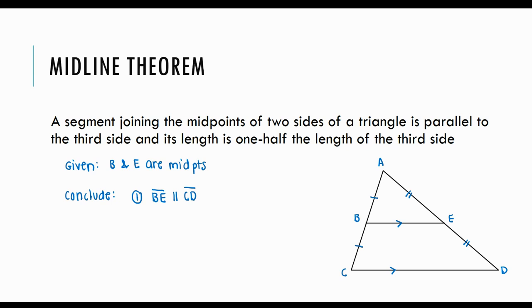They are parallel. The other thing this theorem tells me that I can conclude is that the length of BE is going to be half the length of CD. So CD is the longer length because it's a part of the bigger triangle. Take half of it and you have the length of the segment that is inside this triangle.